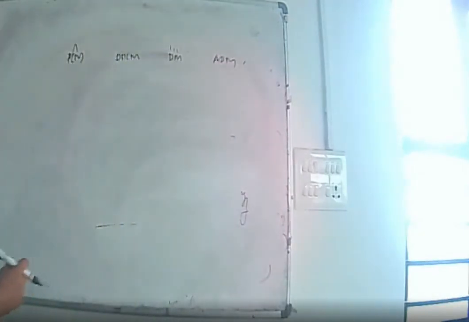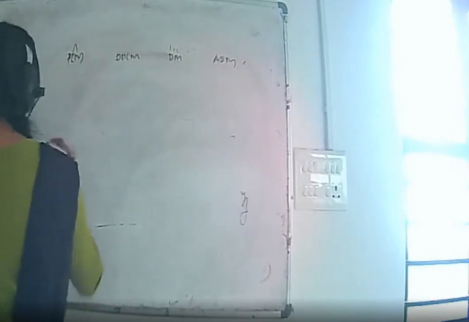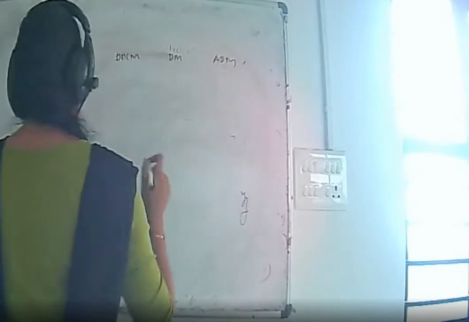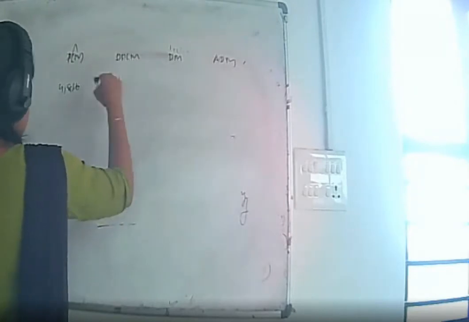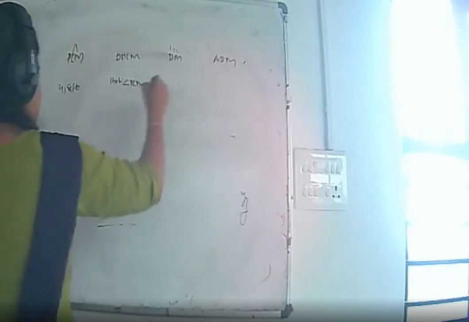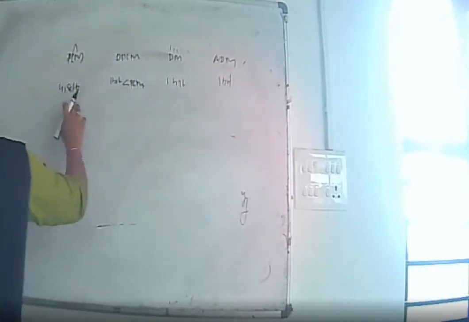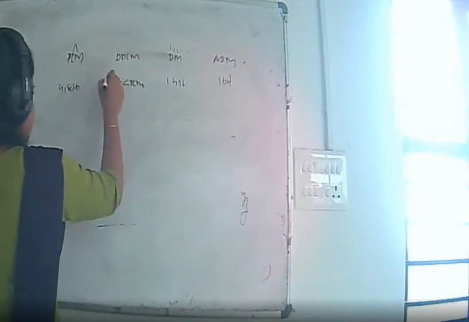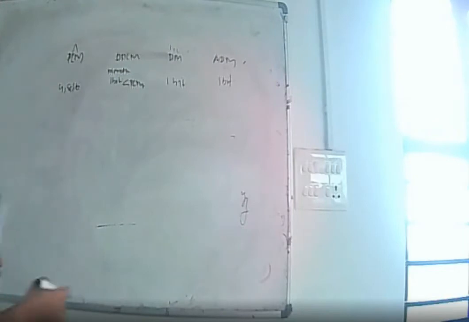Performance wise, the number of bits in PCM is 4, 8 or 16 bits. DPCM uses more than 1 bit but less than PCM. DM uses 1 bit per sample. Here in PCM it is 4, 8, 16, and in DPCM it is more than 1 bit and less than PCM.